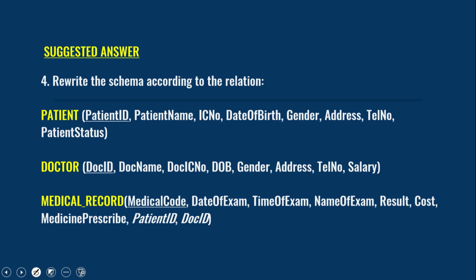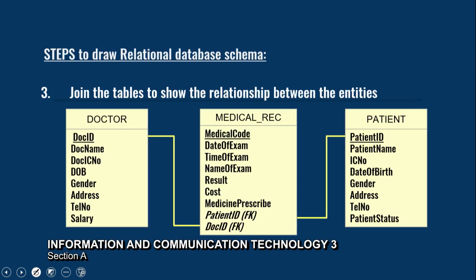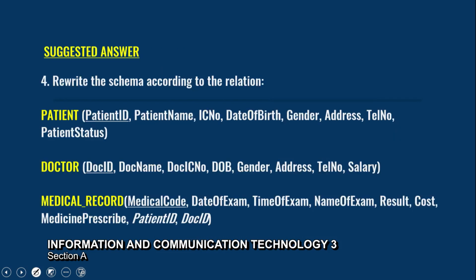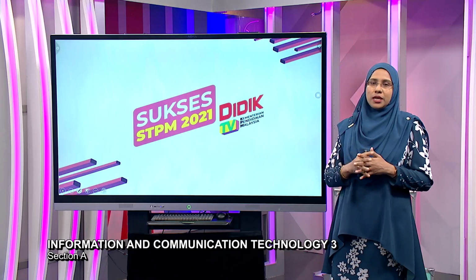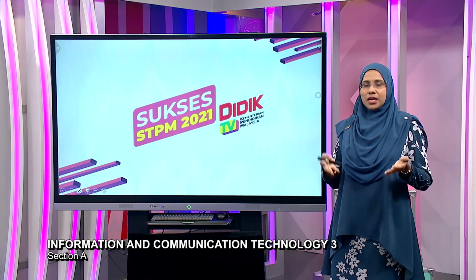And then from the relation that you have done here, just copy back in relational schema, and then you write something like this. Patient, bracket, and then you list down all. For this one actually you can write 3 to 4, enough. And then don't forget to underline the primary key to indicate that that is the primary key. And then the second relational schema, doctor ID is the primary key. And then the last one, medical record, medical code is the primary key. And also don't forget to write the foreign key. So that will be 4 examples that I shared with you how to answer in section A.